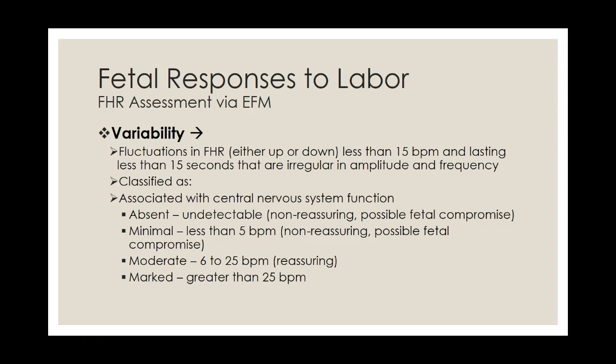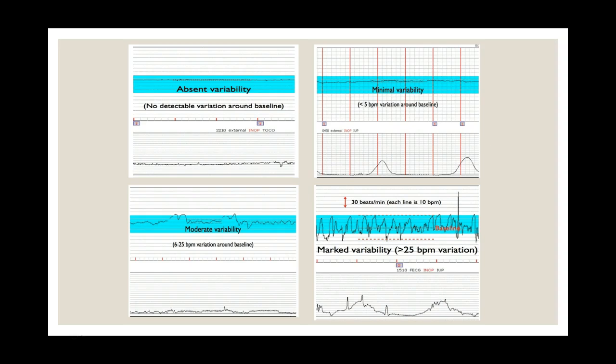That means our central nervous system is nice and intact. And then marked is greater than 25 above or below the baseline, greater than 25 beats. We're going to look at some examples.